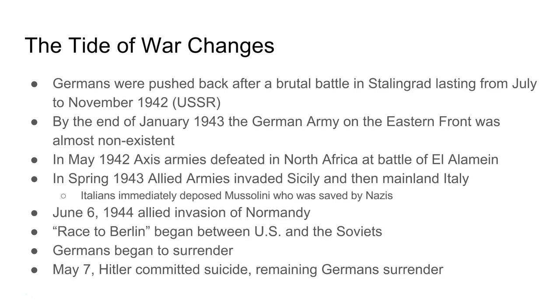All of this culminates in the largest invasion in history, which is known as D-Day. On June 6, 1944, the Allied army lands at Normandy in northern France and begins their move towards Germany. And so begins the race to Berlin, which is a race between the United States and the Soviets to see who can capture Berlin first, because there's real key to capturing the capital of the enemy army.